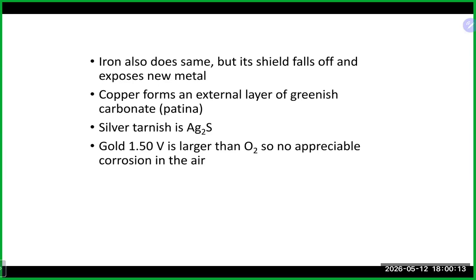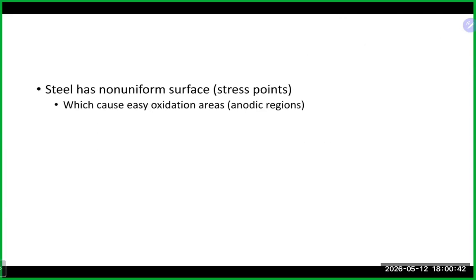Gold, with an SRP value that is larger than oxygen, will not go through any corrosion. Again, that's because when you put oxygen up against gold, gold has the more positive SRP value, which means the gold in that situation will be the cathode and the oxygen would be the anode. Thus, gold would not go through any type of oxidation or corrosion in this case.